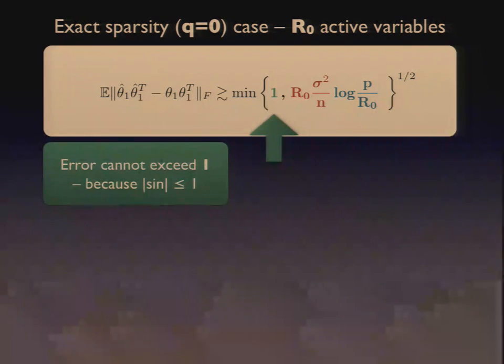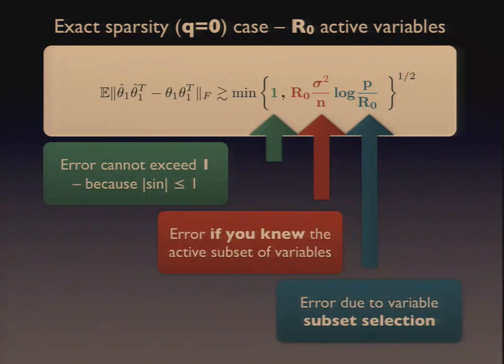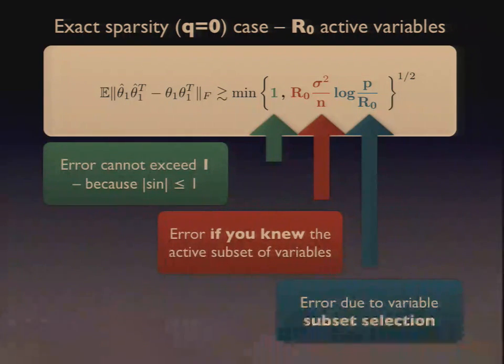The second term, which is in red, is the error that you would have if you actually knew the active subset of variables. If I knew which R0 variables were involved, I would just do PCA on that subset of variables, and this is the error I would have. But the fact is that we often don't know which subset is active, and so we have to pay a price for searching. That's what this third term is, this log term. This is the error that you get due to variable selection.